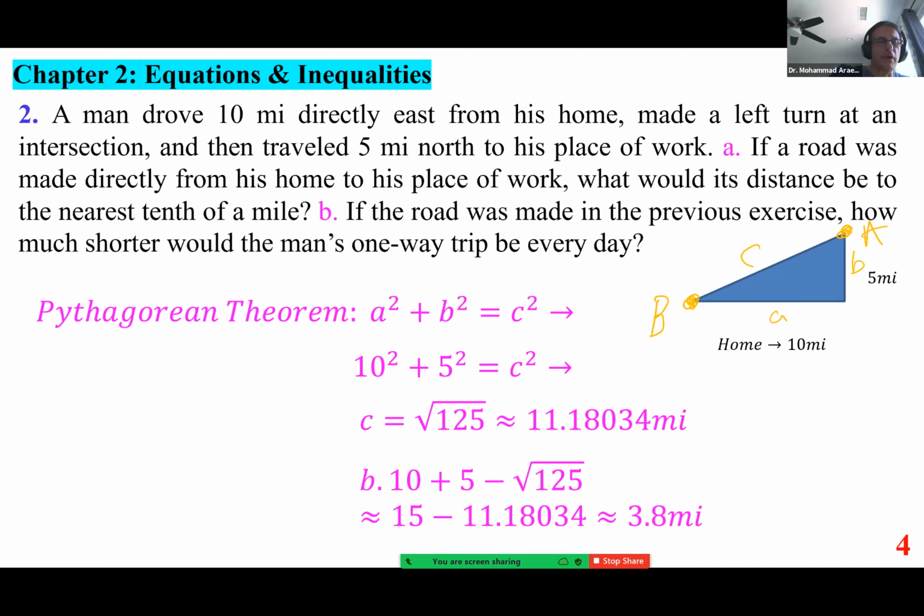Well, in order to find the difference, we can go this way and that way. That means we're going to add A and B. That means we're going to go 10 plus 5 or 15 miles. If we subtract this, that means the difference of 3.8 miles roughly. That's what we will save if we go straight in this direction.